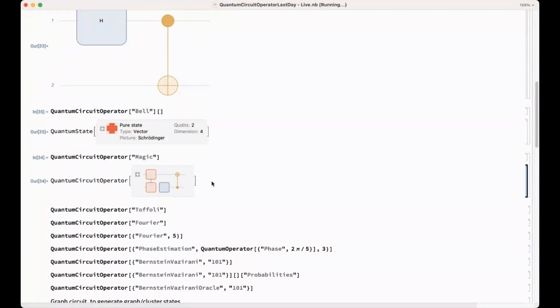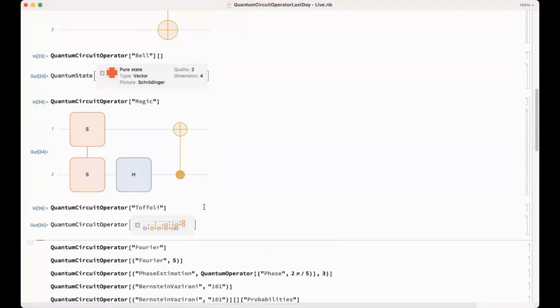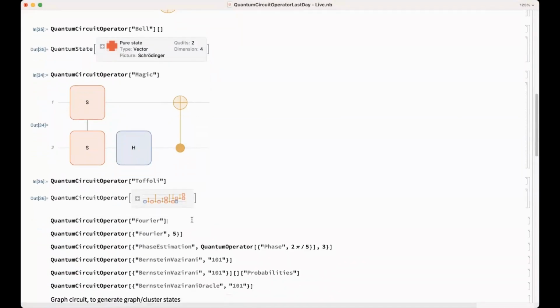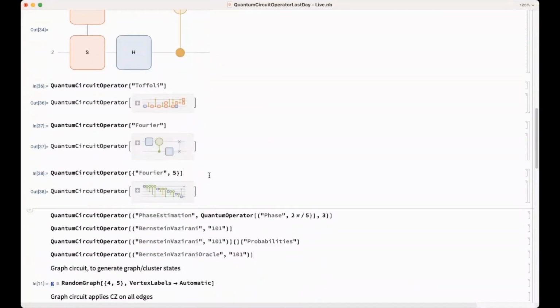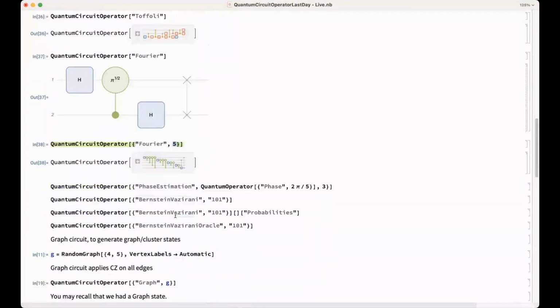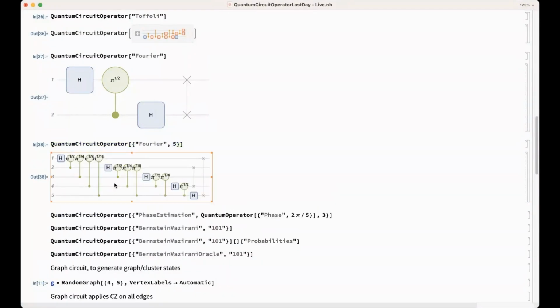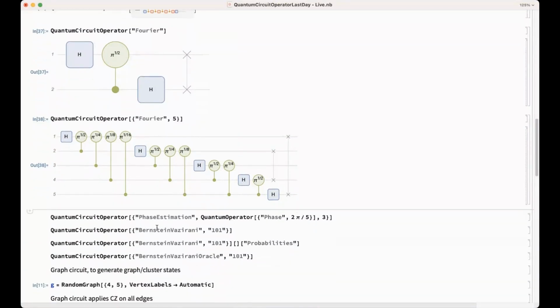What you see here is the application. Now we have magic, so S, Toffoli state, that's the common decomposition of the Toffoli gate. Fourier, and for Fourier, remember, you can specify the number of qubits. By default it is 2, but you can add more qubits. For example, the next one is 5. Quantum Fourier transform is a very common circuit that has lots of applications. The most famous one is in phase estimation.